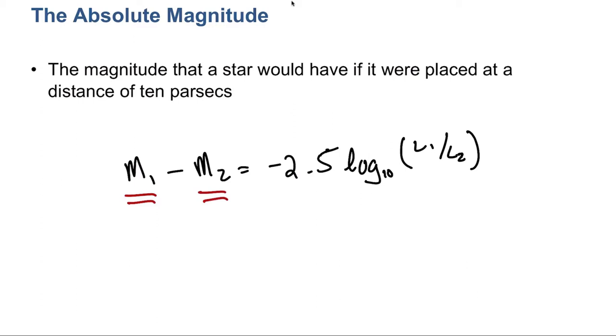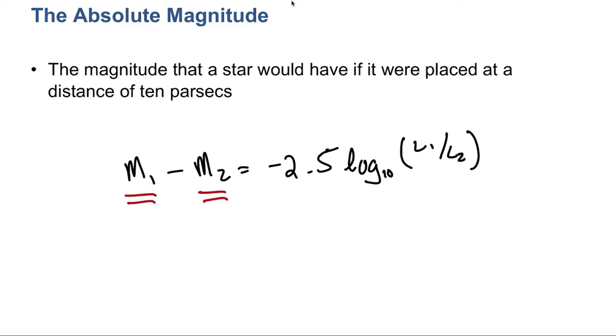Now, how is this defined? This is defined such that the absolute magnitude of a star is the apparent magnitude that a star would have if it were exactly 10 parsecs away from us. So again, it doesn't matter what that distance is, but if that object were 10 parsecs away from us, then its apparent magnitude and its absolute magnitude would be exactly the same.